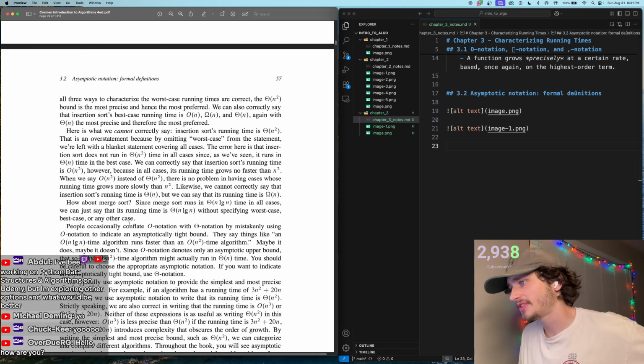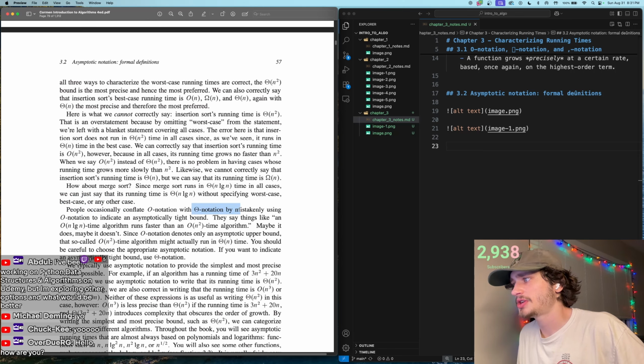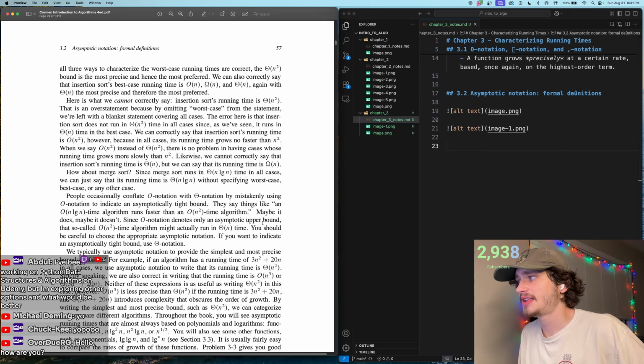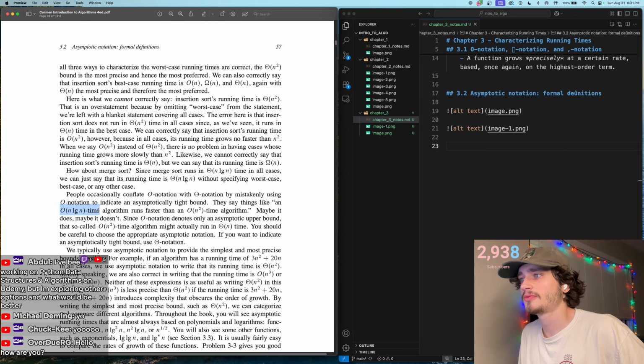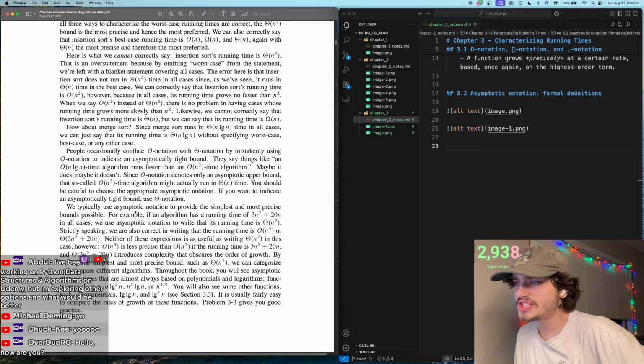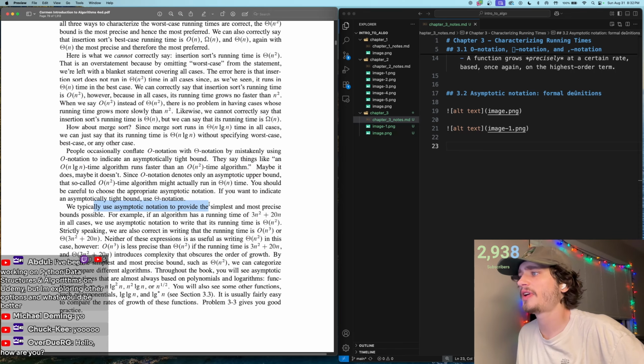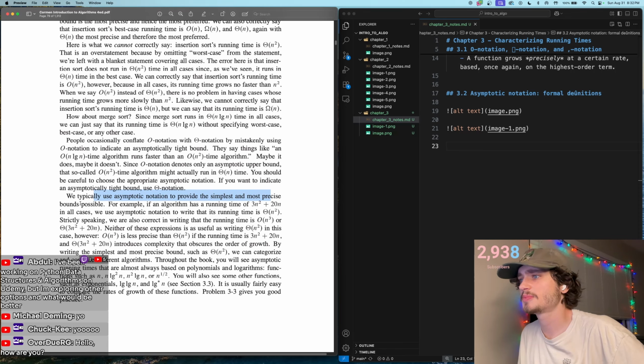People occasionally conflate O notation with theta notation by mistakenly using O notation to indicate an asymptotically tight bound. They say things like an O of n log n running time algorithm runs faster than an O of n squared running time algorithm. Maybe it does, maybe it doesn't. Since O notation denotes only an asymptotic upper bound, that so-called O of n squared time algorithm may actually run in O of n. We typically use asymptotic notation to provide the simplest and most precise bounds possible.